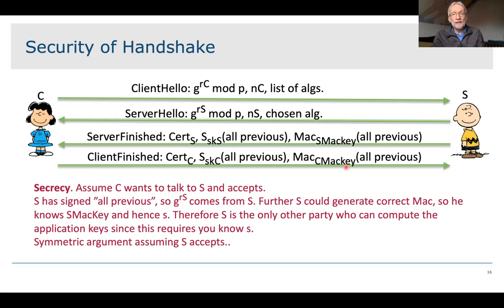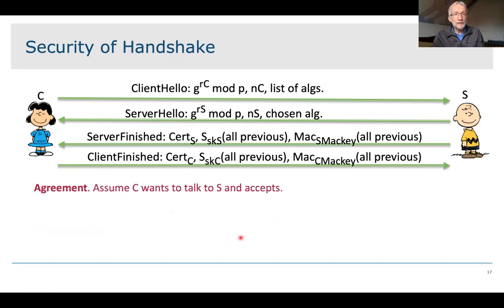Furthermore, we also get this MAC on all previous messages. So S could generate the correct MAC, so he must know the MAC key and hence also the Diffie-Hellman secret. Therefore, S is the only other party who can compute the application keys, because you can't compute the key unless you know S's secret. You can run a symmetric argument again, saying that if S accepts, then C is the only other party who can compute the key.